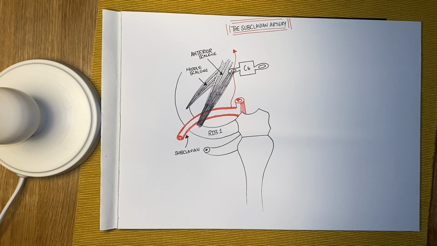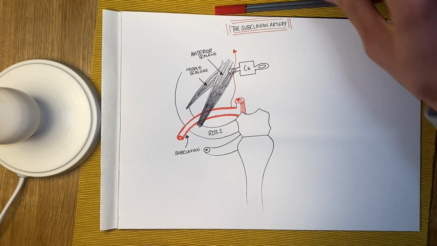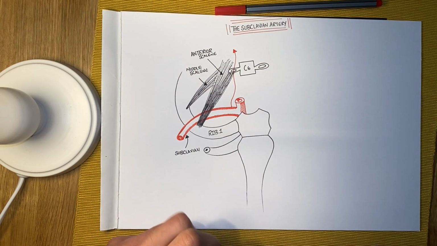Today we'll be discussing the subclavian artery. It rises from the brachiocephalic trunk, goes superior to the first rib, and becomes the axillary artery. It passes between the anterior scalene and the middle scalene.